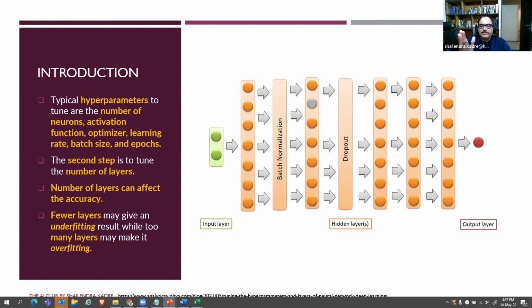Then something called dropout that we learned in our regularization lecture. So dropout we also use as a hyperparameter. We can use 20% dropout, 50% dropout, 70%, 60%. So that also is supplied from outside. That also is one of the hyperparameters.